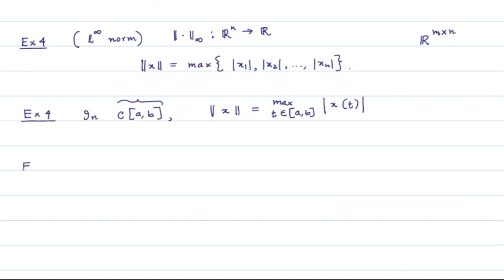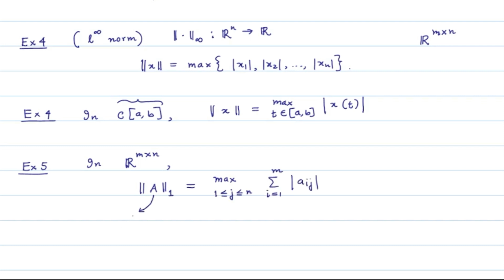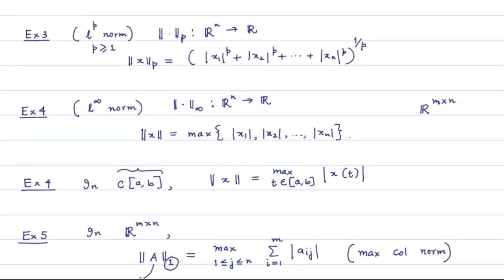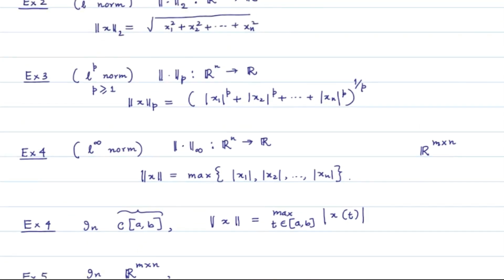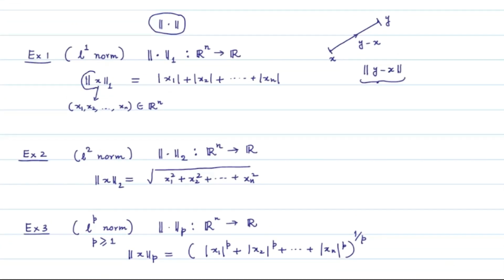The first example is the maximum column norm. Norm of a matrix capital A is given by the maximum over columns, where this matrix A is a matrix of order m by n and its entries are aij's. This norm is called the maximum column norm, and here we subscript 1. This is due to the fact that this norm 1 of the matrix capital A is eventually associated with this L1 norm.